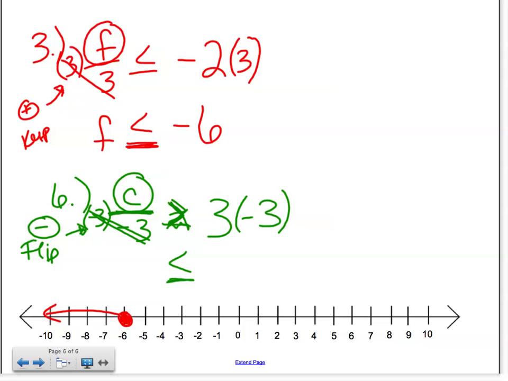On this side, these canceled, so I'm left with C, and on this side, 3 times a -3 is a -9. So if I were to graph this, I would go all the way over to a -9. I would still fill in the circle because I have an equal sign, and my arrow would go this way.